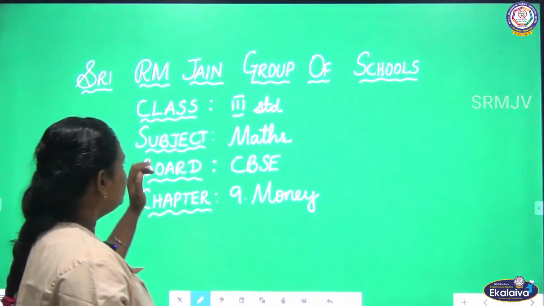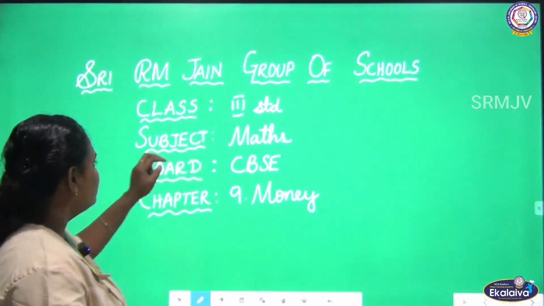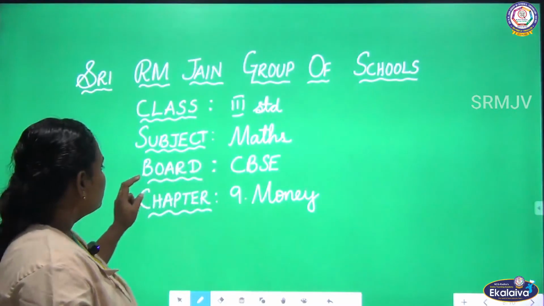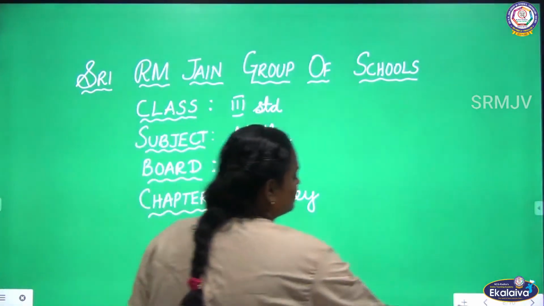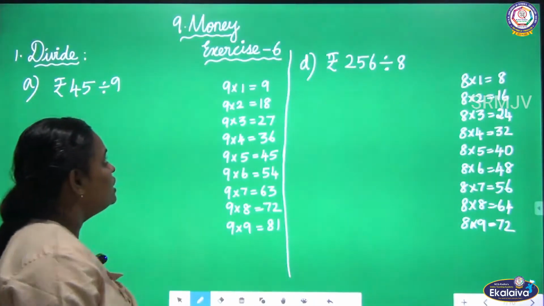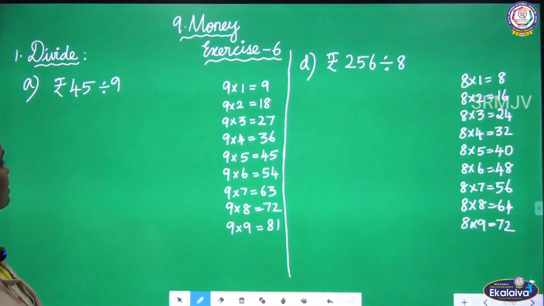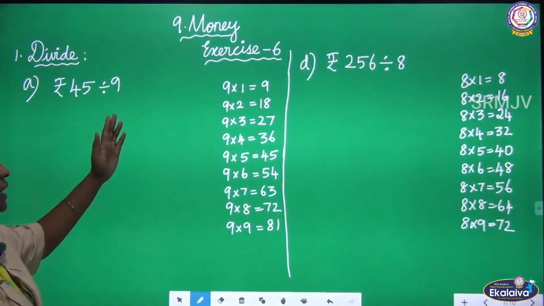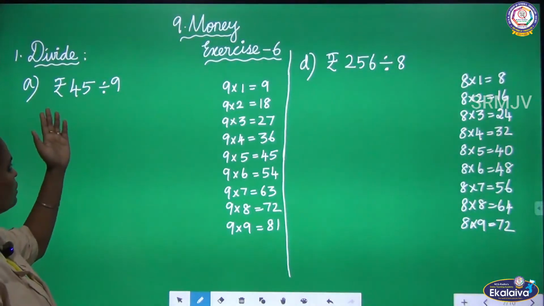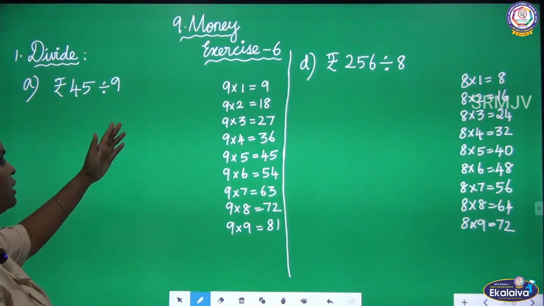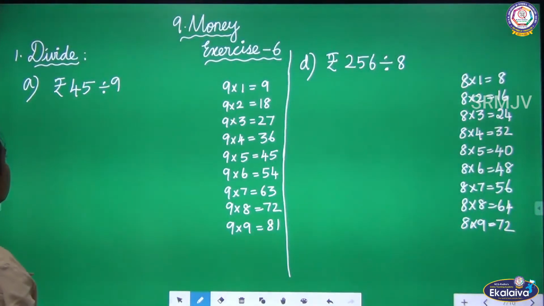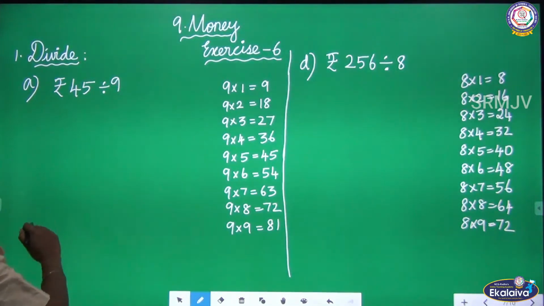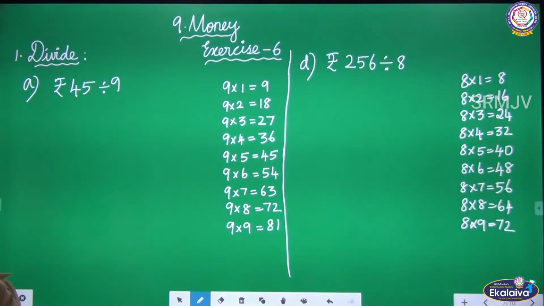Today we are going to see class 3rd standard subject Maths, board CBSE, chapter 9 Money. So in today's class we are going to see exercise 6. So dividing money, that is rupees and paise, rupees alone we are going to divide it by numbers. So in the first sum we are going to divide rupees 45 by 9.